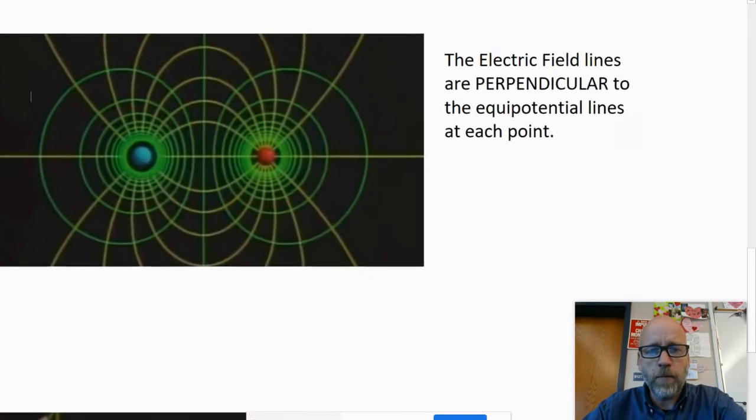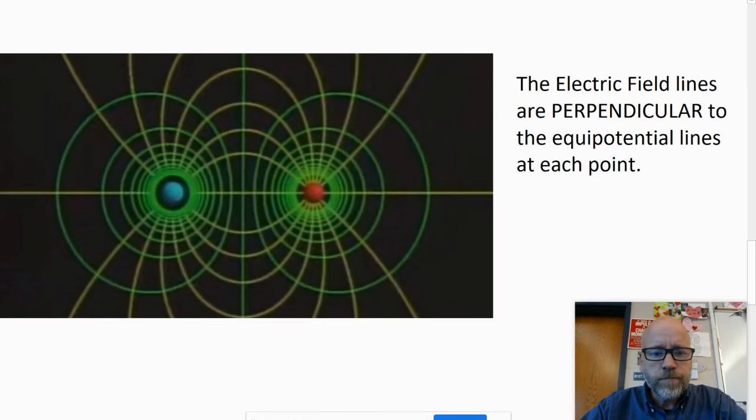First of all, number one, the electric field lines are always going to be perpendicular to the equipotential lines at each point. And when we look at electric field lines, they're always going to point from a positive charge towards a negative. But if you look at every single place where the field lines are crossing these lines of equipotential, it's always going to hit perpendicular. It's beautiful, isn't it? All right, so that's the first thing.